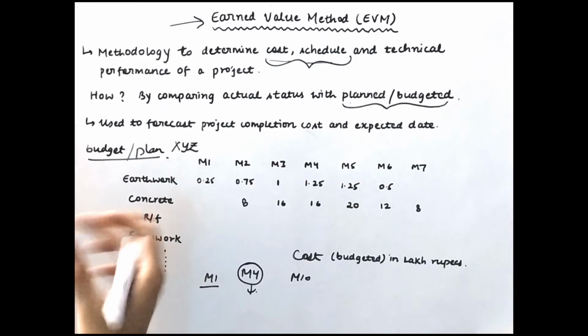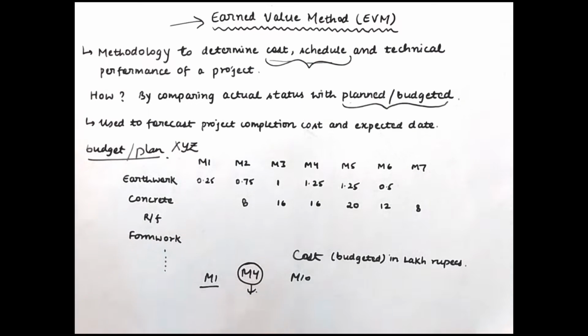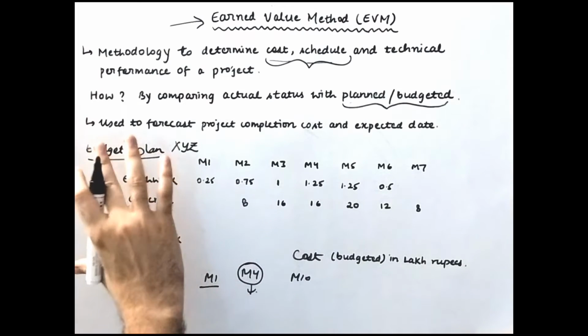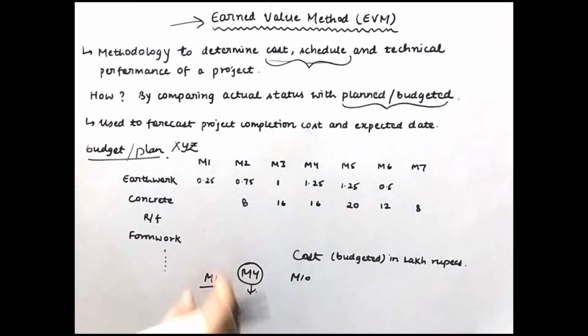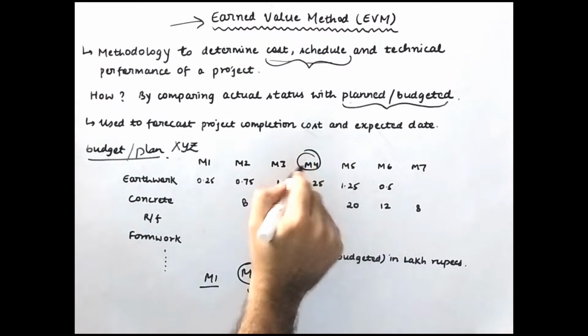Similarly for rebar, formwork, MEP, then landscaping, hardscaping, then external development, then finishing. All these activities will be covered in this plan, and you will have an activity-wise and month-wise breakup. So this is your budget. Based on this budget, you have to check the actual status. Now suppose you are in month 4.